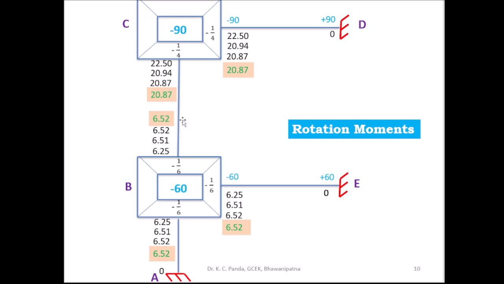So m dash BC is equal to UBC into MFB plus the summation of m dash CB, so the far end rotational moment. So this side you take 20.94, this side you take 0, this side you take 0: minus 1 by 6 into minus 60 plus 20.94 plus 0 plus 0.